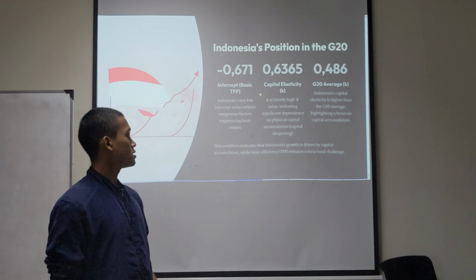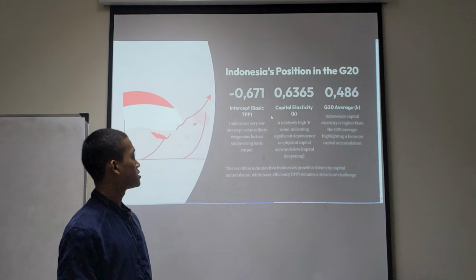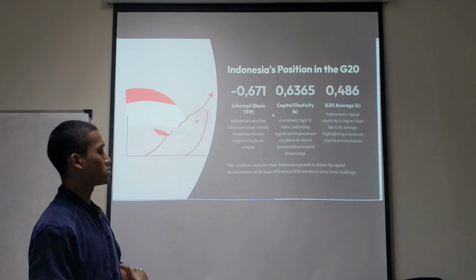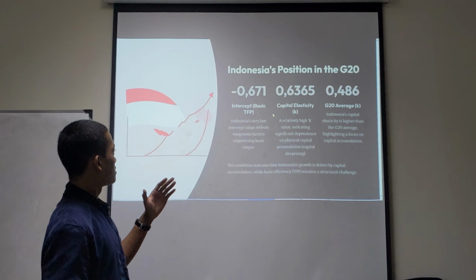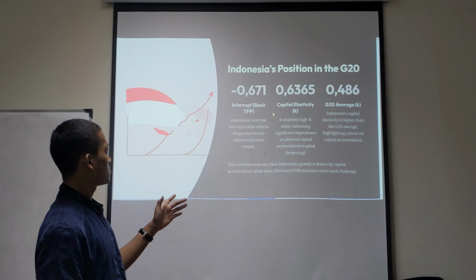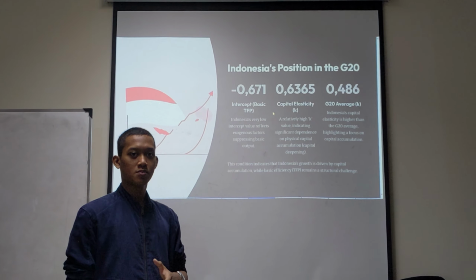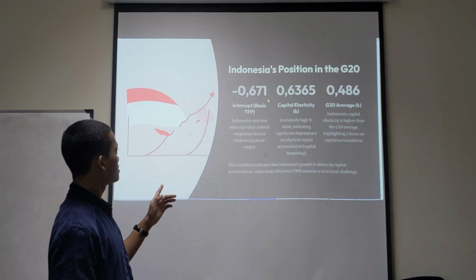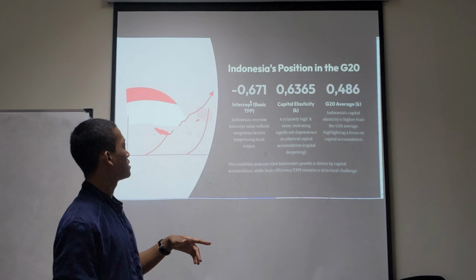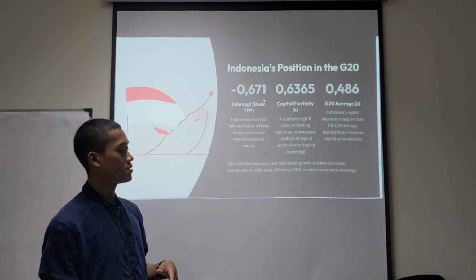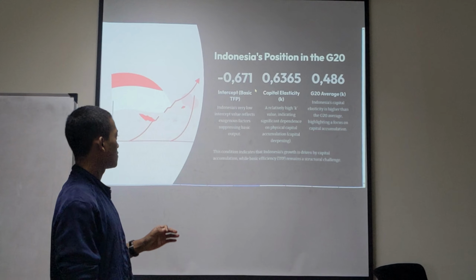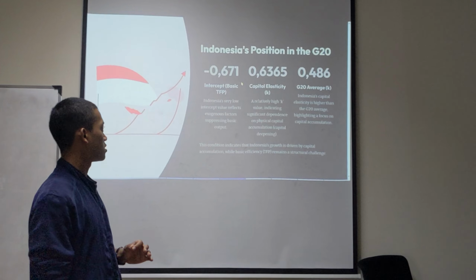So for the next slide, we're talking about Indonesia's position in the G20 based on the empirical result. The first one is all about the intercept, or the basic total factor productivity, which is estimated at 0.67. So Indonesia's very low intercept value reflects exogenous factors suppressing the basic output.